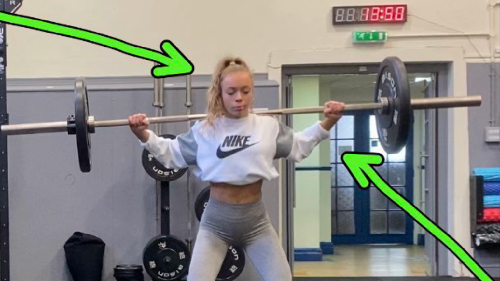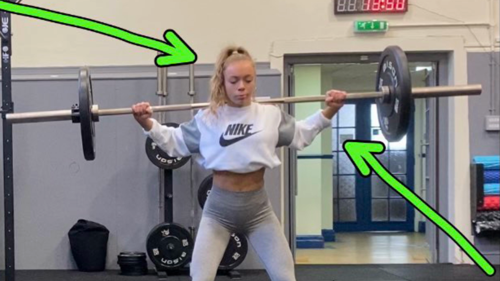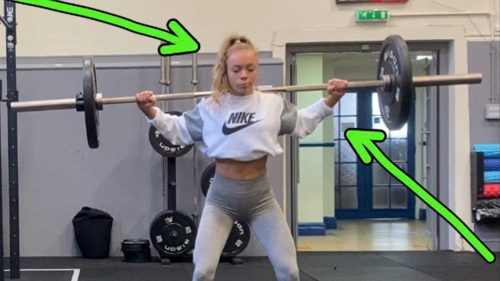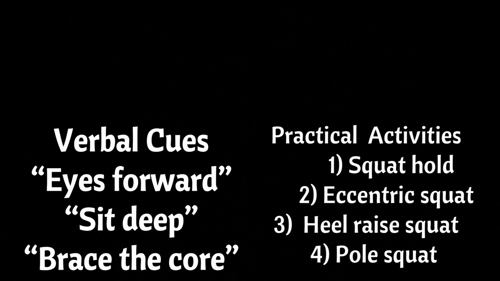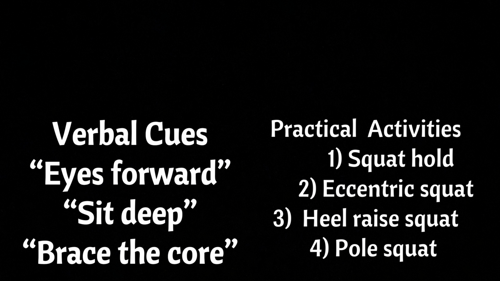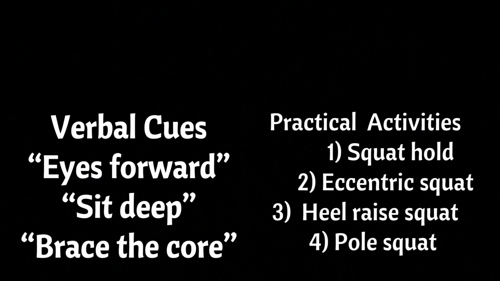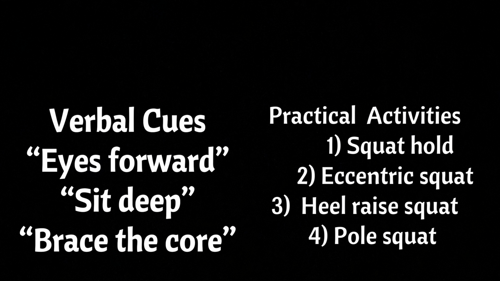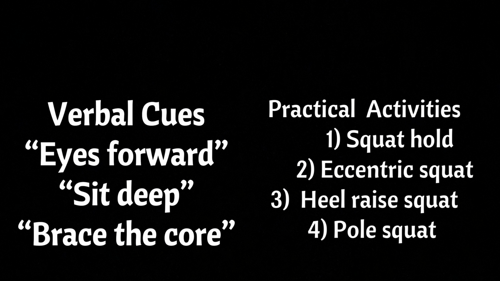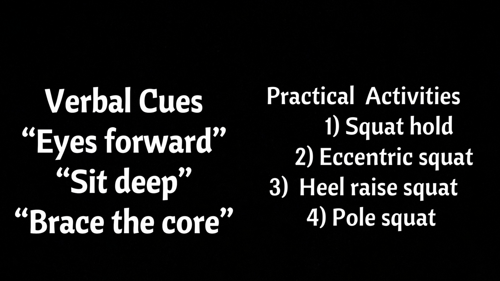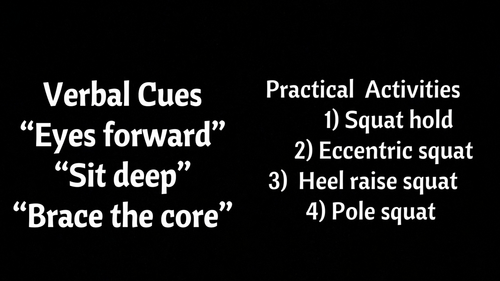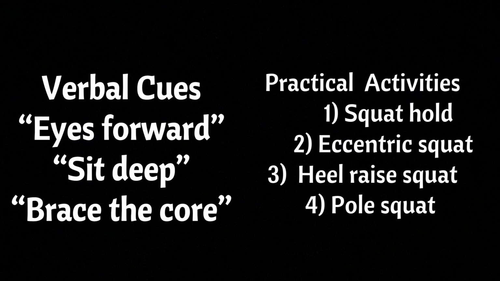Athlete 1 also has some skills to work on with their gaze, their elbow position and their hand position. As you can see, I've selected several exercises to develop the athlete's range of motion and strength during the transition between descent and ascent. I've selected the squat hold and eccentric squat to develop the strength, and a heeled raise squat and a pole squat to allow the athlete to develop their range of motion.